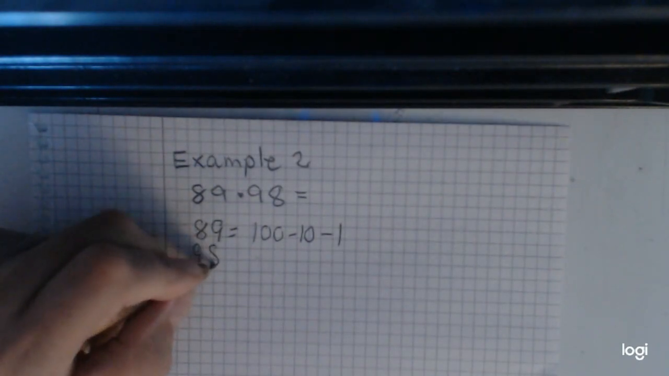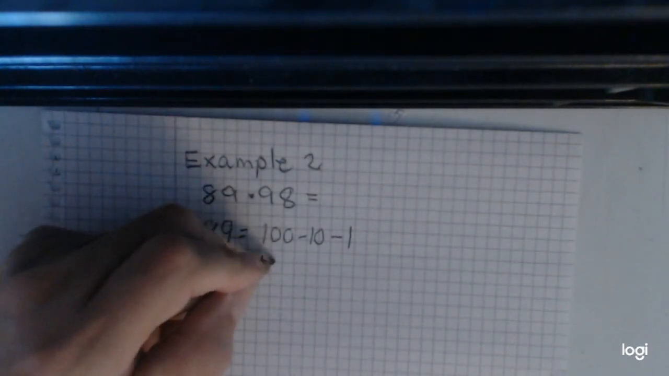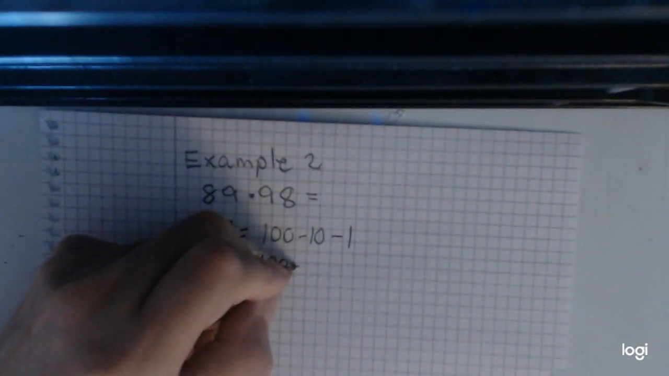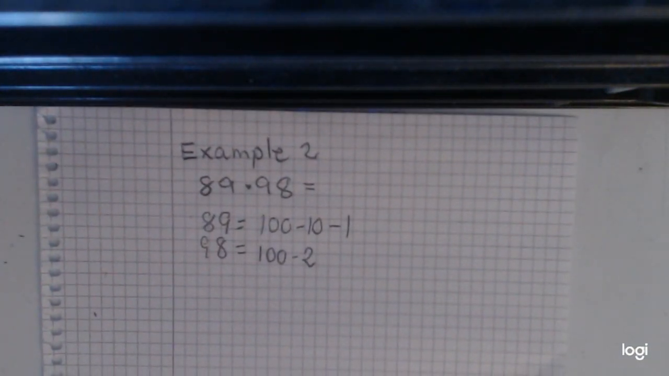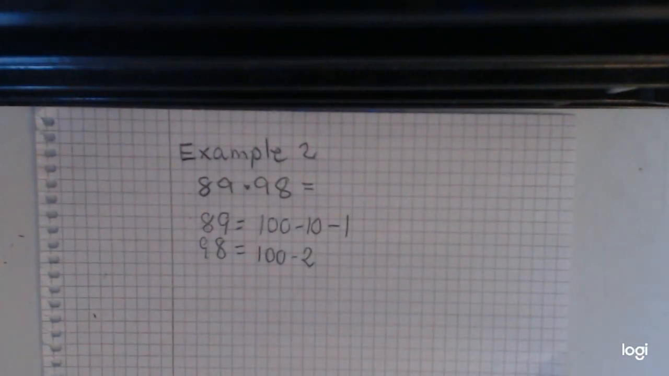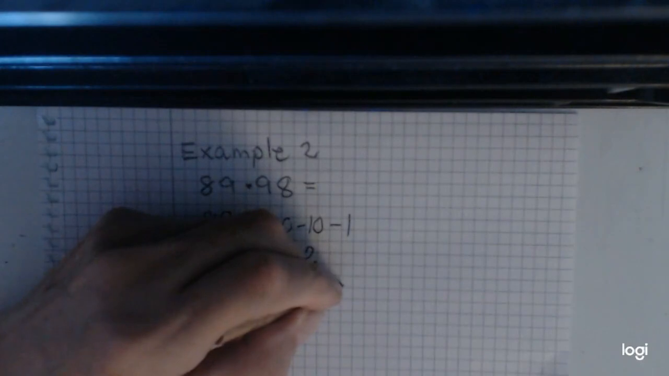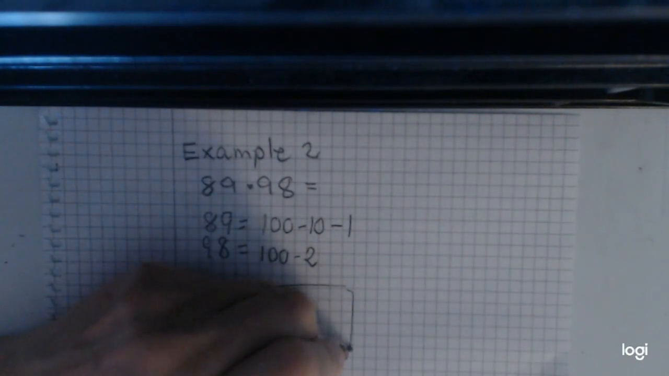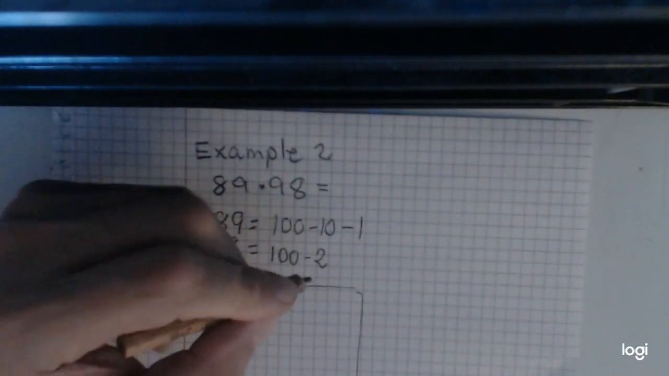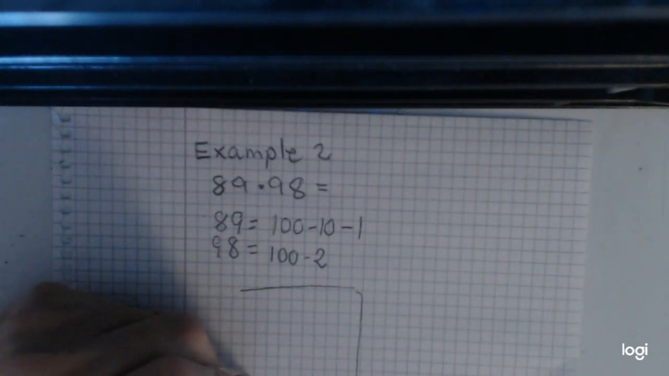98 is somewhat more difficult. 98 is 100 minus 2, but you see that here you have 100 minus 2. It's very easy. And then we do our generic rectangle. The generic rectangle is a rectangle which is not drawn to any scale of length units. It is just a box.